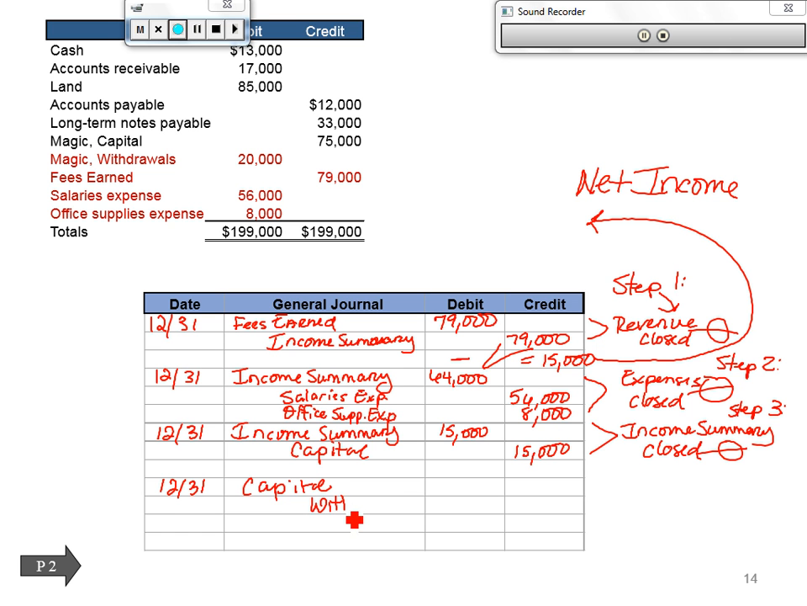So you're going to debit capital and credit withdrawals. What amount? 20,000, right? And after doing that, we can honestly say what? Withdrawals is closed to 0.